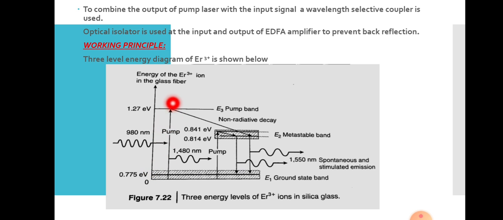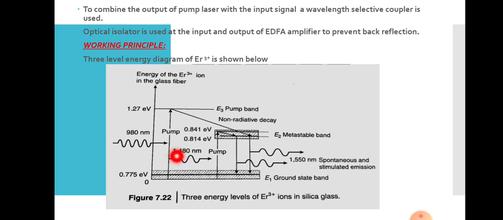So these electrons will reach here. Also you can see there is another upward transition, and this upward transition is taken from the E1 band to the E2 band. In order to transfer the electrons in this E1 band to this E2 band, the electrons or atoms will be absorbing an energy corresponding to 1480 nanometer.